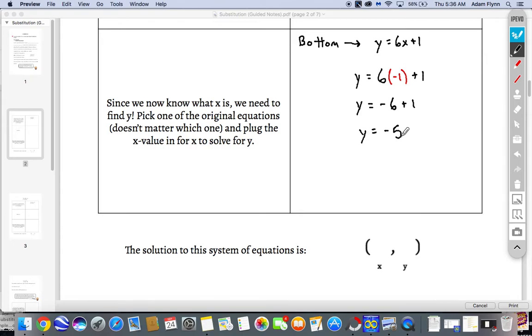And negative 6 plus 1 is negative 5. So at this point, I have an x-coordinate, I have a y-coordinate, so I can plug my solution down in parentheses. Negative 1 for x, negative 5 for y. So that means if I took this original system, the y equals 2x minus 3 and the y equals 6x plus 1, and I were to have graphed them, they would cross at the point negative 1, negative 5. So just another way or another method of solving a system of linear equations.